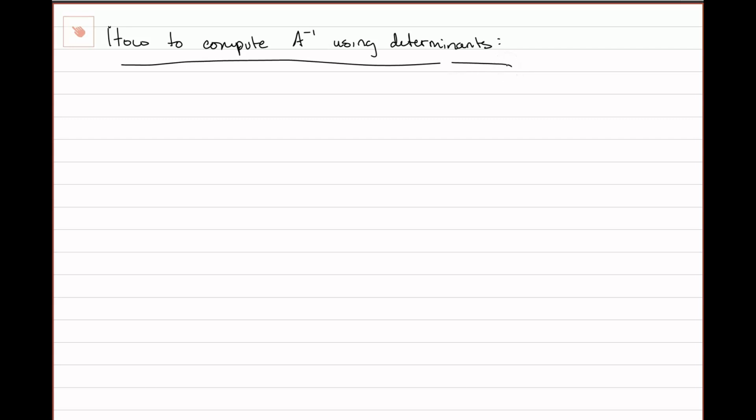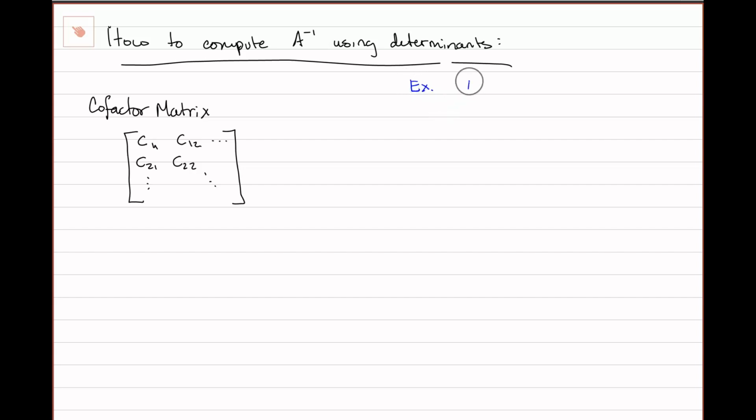So the first step of what we need to do is to compute something called the cofactor matrix, or matrix of cofactors. And it looks like this, where those C's are the cofactors of the corresponding entries. And we saw how to compute those when we were doing cofactor expansion. I think it's useful to have a running example to compare this to. So let's do an example over here with the matrix A equal to this.